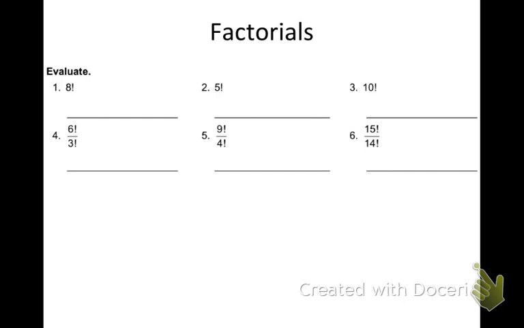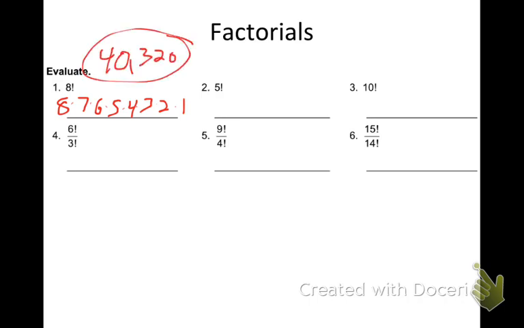All right, so 8 factorial. Well, what does 8 factorial mean? That means 8 times 7 times 6 times 5 times 4 times 3 times 2 times 1. And I multiply all of those out, I get 40,320. Craziness.